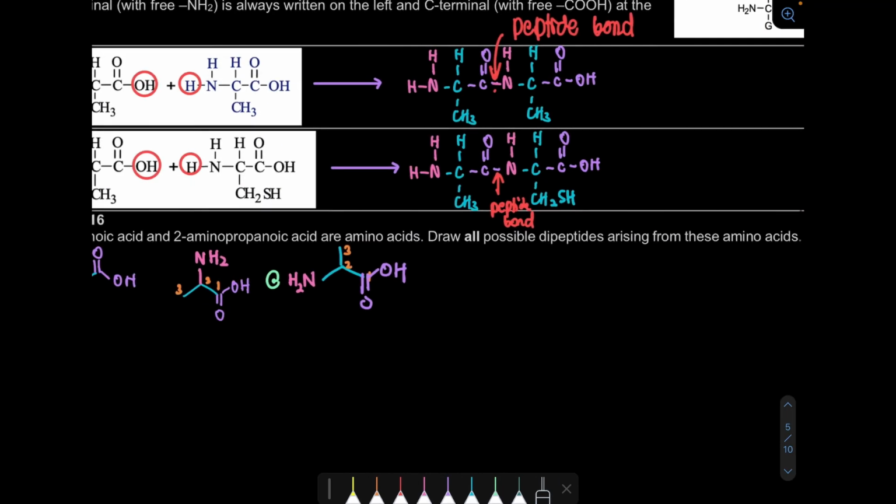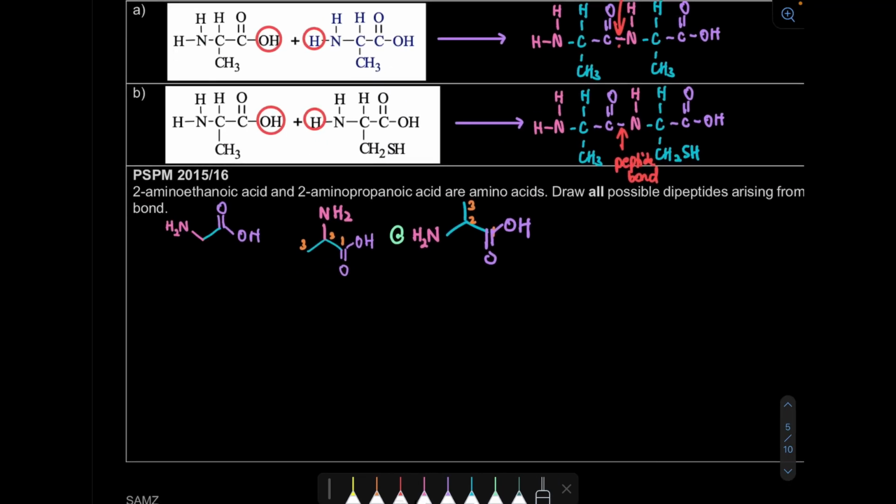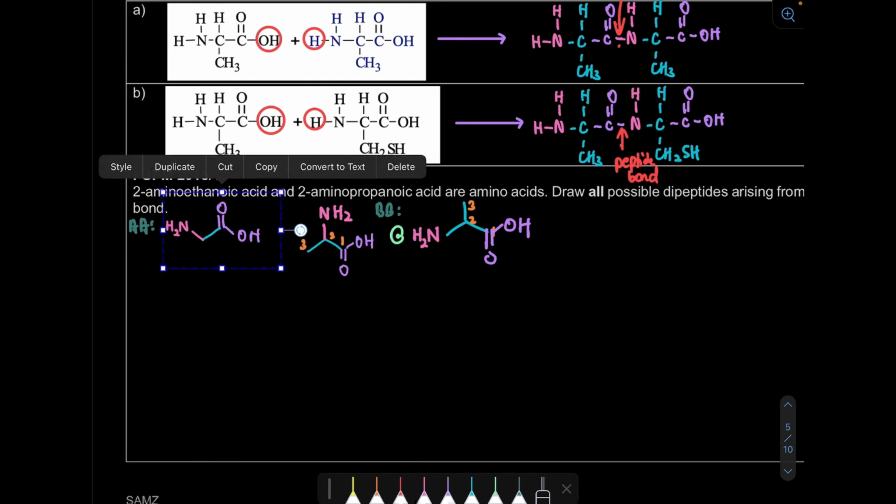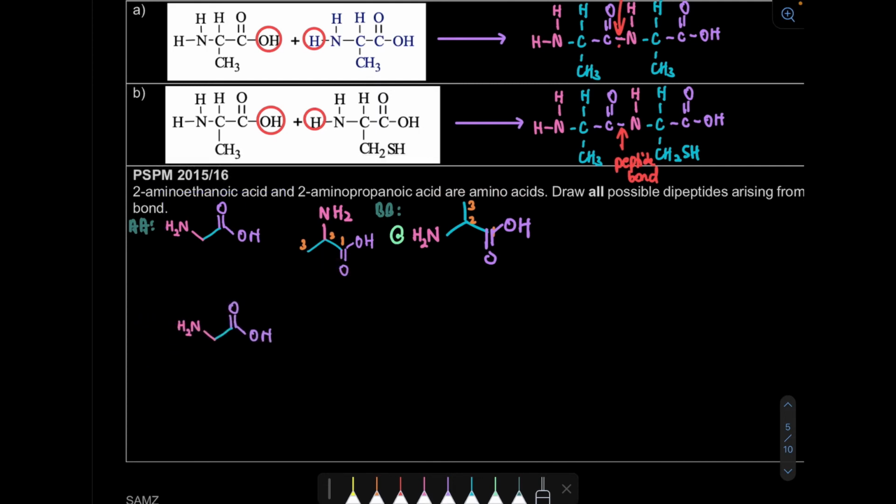So what I'm going to do now is draw all the possible dipeptides. Before that, I'm going to label the aminoethanoic acid as AA, and the aminopropanoic acid as BB, so it's easier to see how we react them. Okay, so for the first possible one, number 1, Miss wants to react the ethanoic with the propanoic. So what I'm going to do is remove OH and a hydrogen.